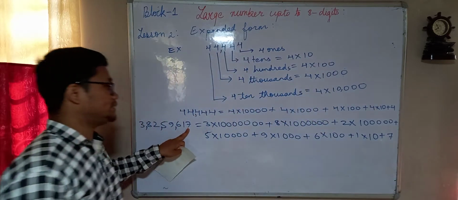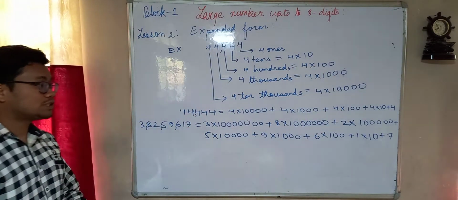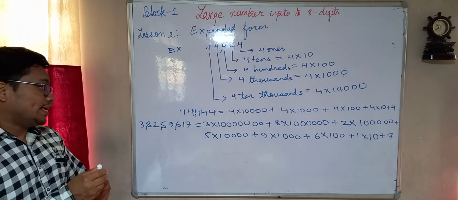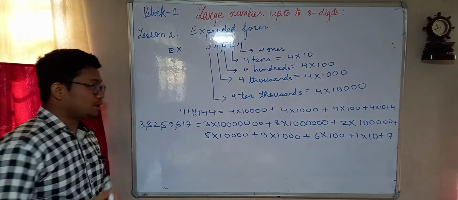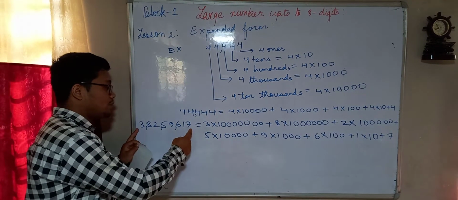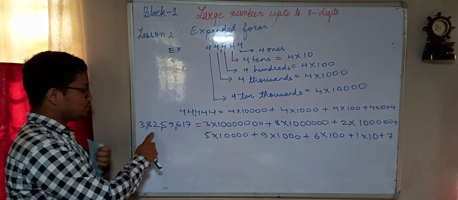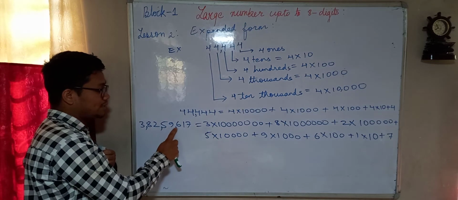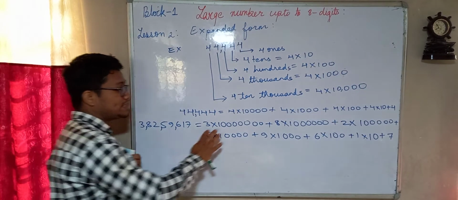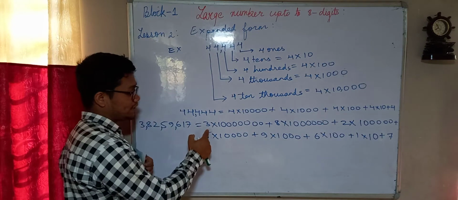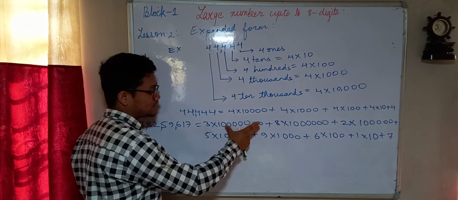Okay, so the last digit always remains the same. Children, if you can see, this was exactly the number. This is the expanded form. That means in 3 crores 82 lakh 59,617 there are this many numbers. That means there are 3 crores. So this is actually crores.